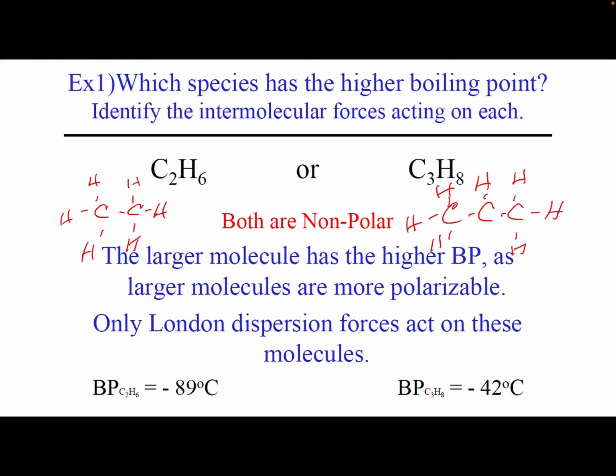So we don't have any hydrogen bonds in place. This one is bigger; it has more mass. Both of them are non-polar, so the larger molecule has the higher boiling point. Larger molecules are more polarizable because they have more electrons, and we only have London dispersion forces because these are non-polar.